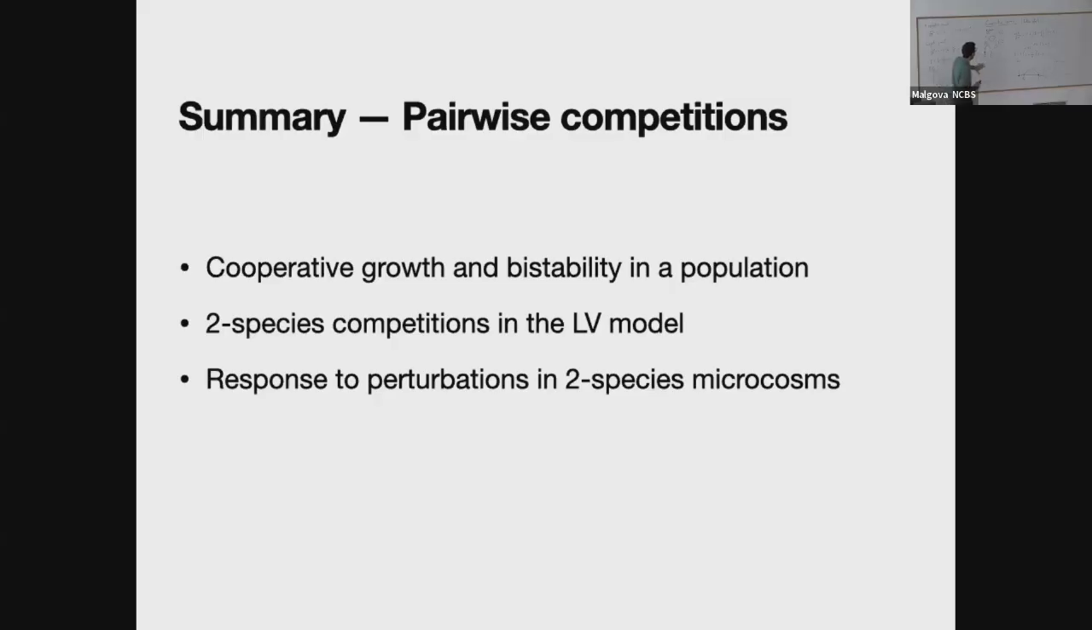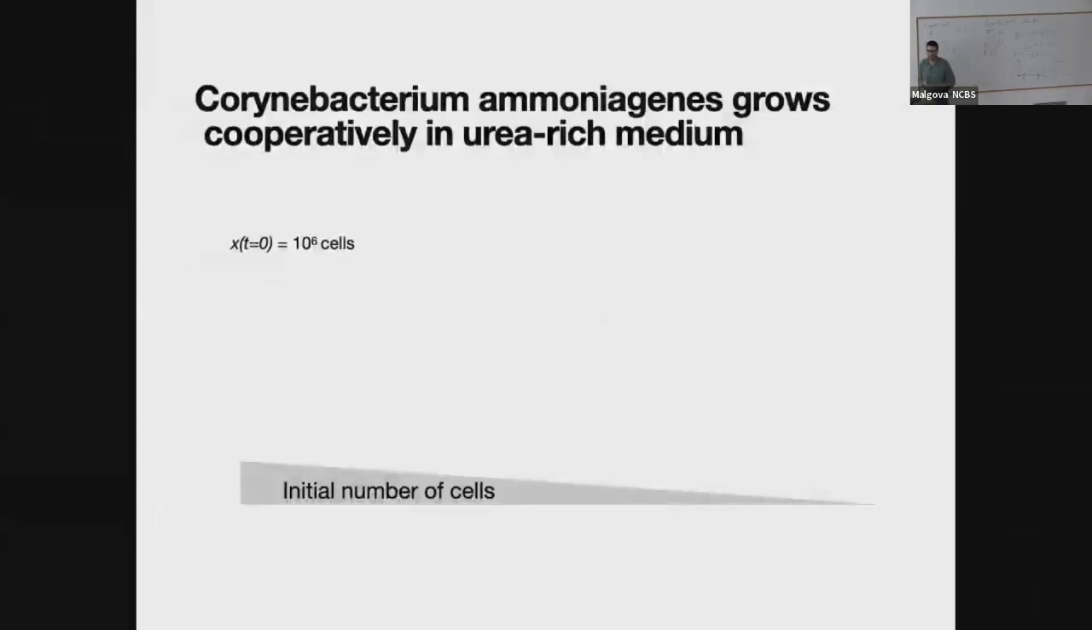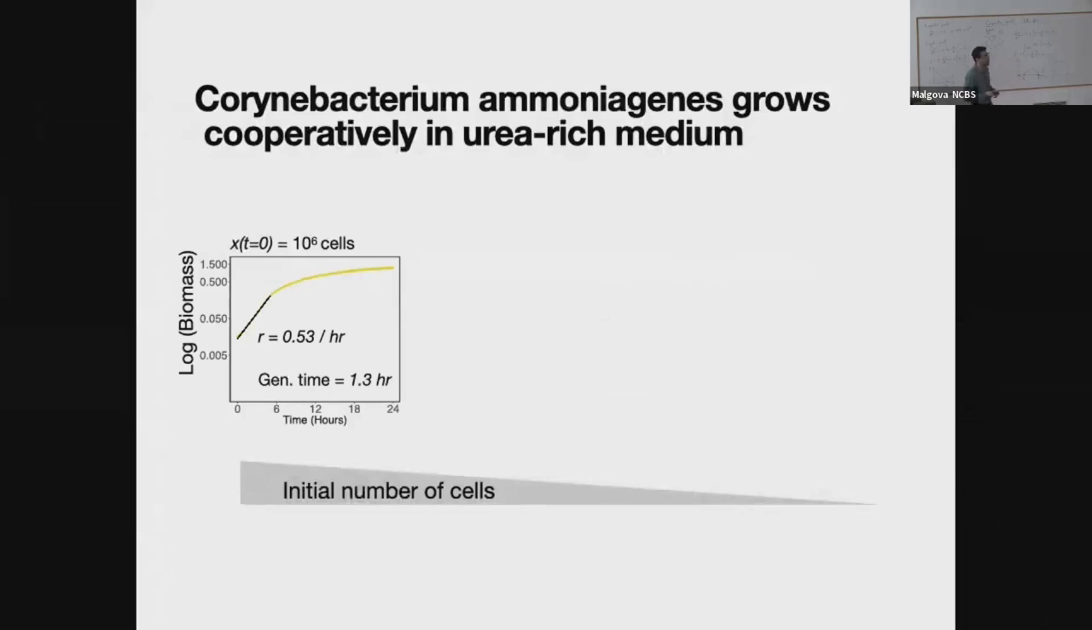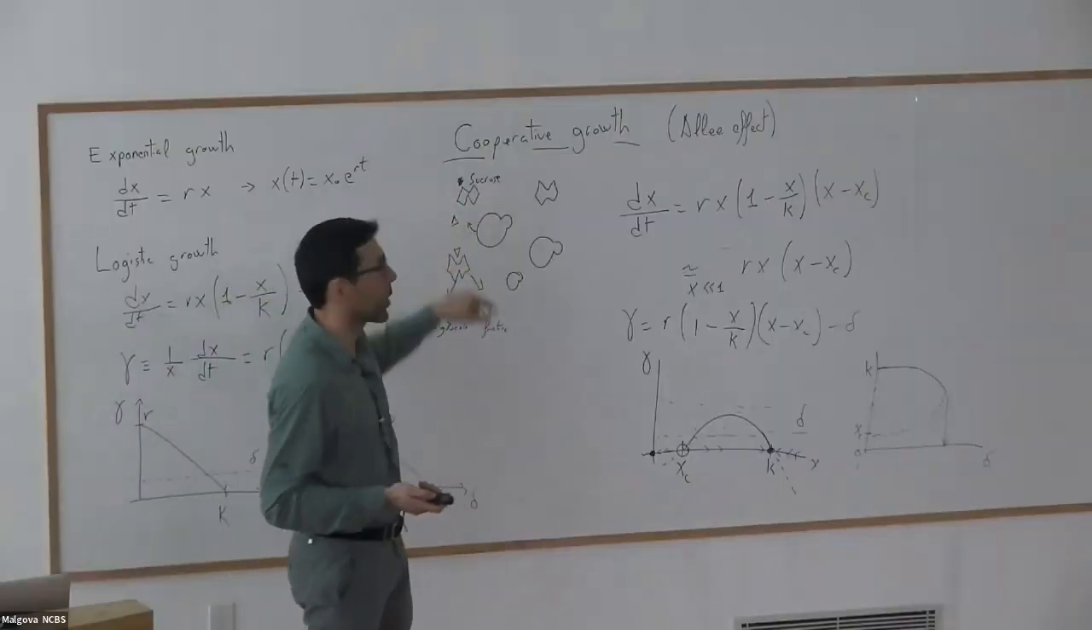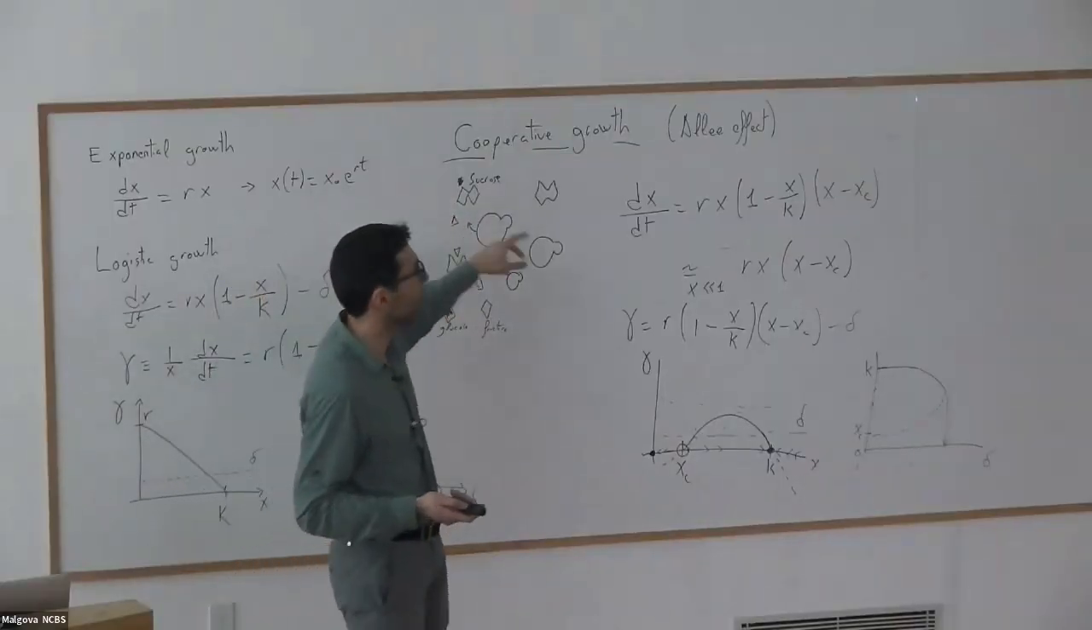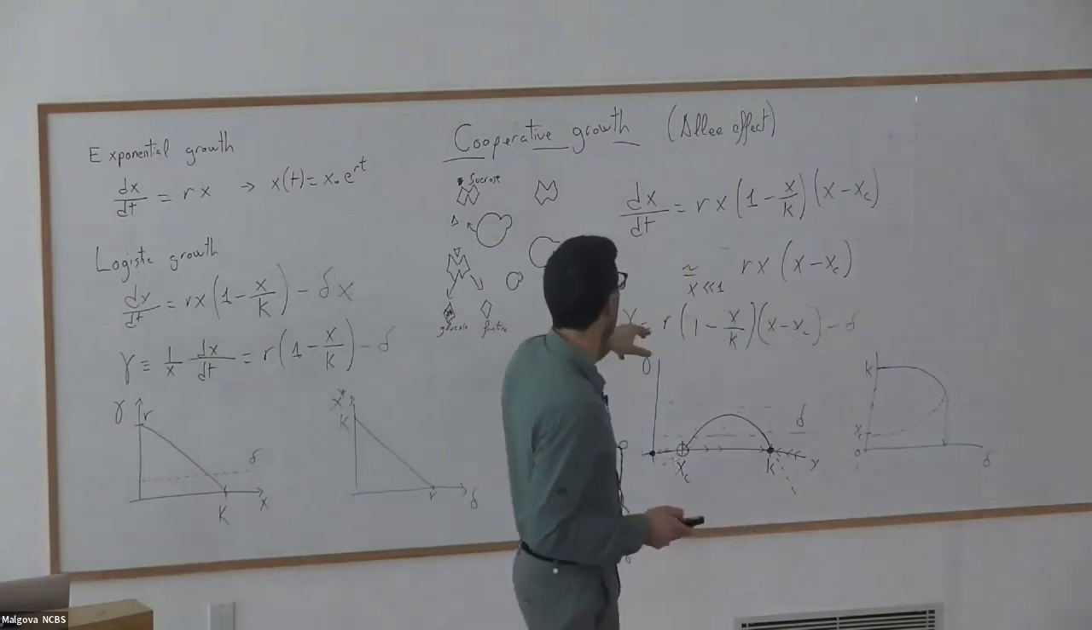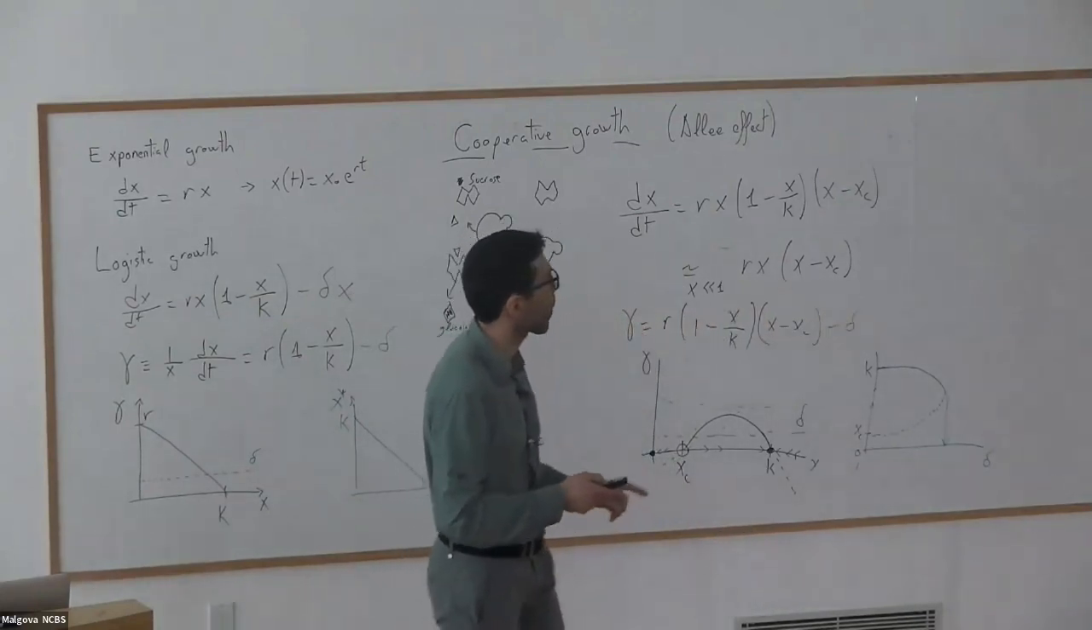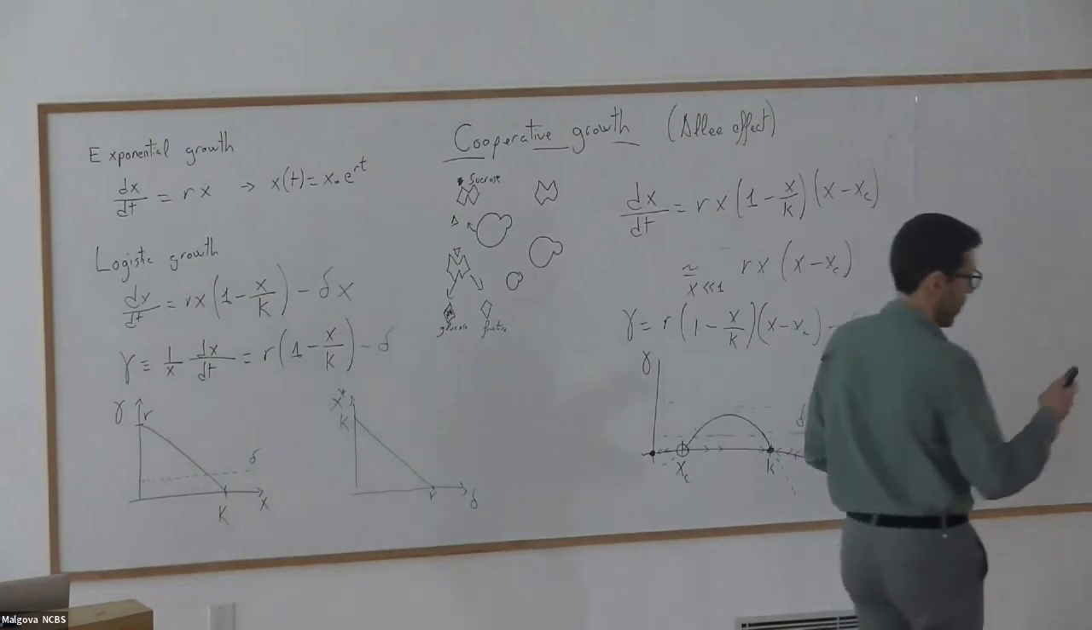So actually, I mentioned that this is a process that can happen for yeast cells, but in microcosms it happens in many situations. For the case of Corynebacterium ammoniaceus, which is a species of bacteria, when we grow them in urea, we have the same kind of process. So urea is a complex carbon source, and the Corynebacterium is enzymatically digesting it. And we can see that by lowering the initial amount of cells.